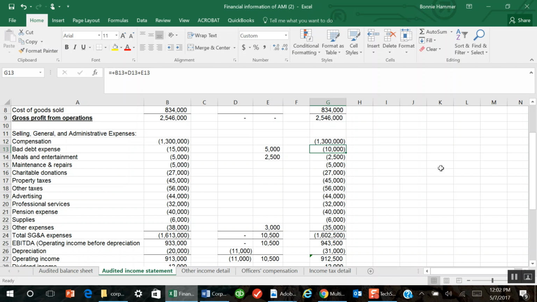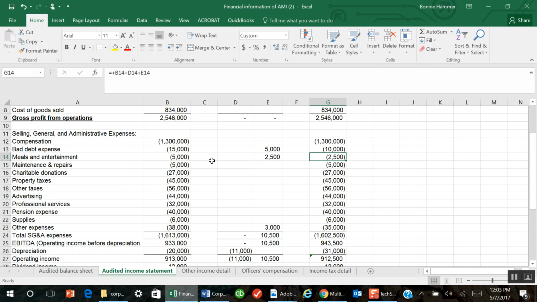Meals and entertainment. This was clearly in the book, and most of you got this right. Meals and entertainment expense is only 50% deductible for tax purposes. So you have to add back as an M1 adjustment the other 50%. So that's why you have a $2,500 add back here. So your net tax expense for meals and entertainment is $2,500.